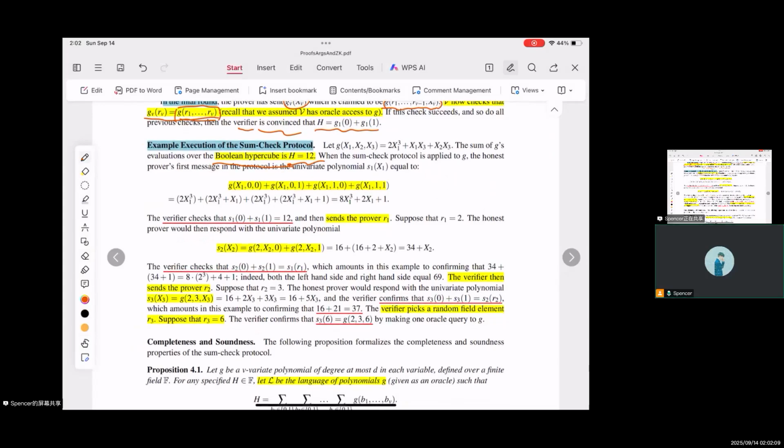And here, what is the J1x1? When the sum-check protocol is applied to J, consider only the prover's first message. First we should compute S1. S1 is just like what we said: X1 should be fixed and the others should be summed together over all possible inputs. And we can get S1 equal to 8x1 to the 3 plus 2x1 plus 1. So what is the degree? The degree is 3 now.